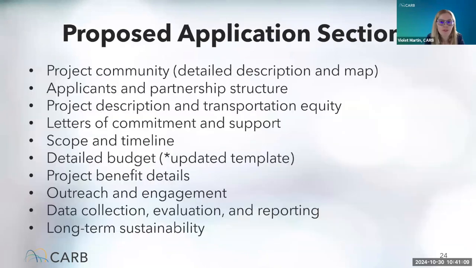Okay, so this is a list of potential application sections, which includes project community, which would be a detailed description and map, applicants and partnership structure, project description and transportation equity, letters of commitment and support, for which we're open to further streamlining. For example, accepting one signed letter from community partners and individual letters from sub-applicants so that they can also provide details about their specific role in the effort. Then scope and timeline, and a detailed budget.